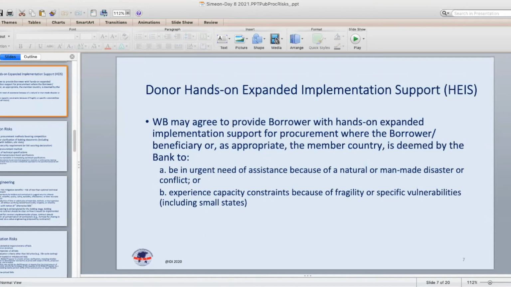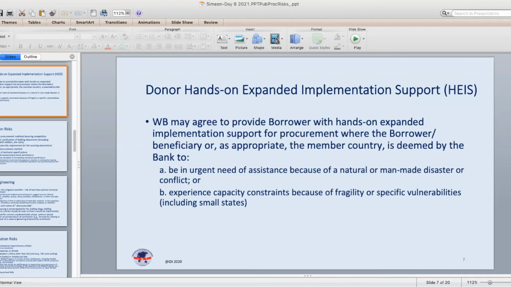With regard to the risk of inadequate capacity on the part of the procuring entity, maybe you heard about this yesterday when there was a presentation, I understand, on the new regulations. One of the, I don't know whether it's proper to call it an innovation, but one of the elaborations included in the new World Bank legal framework for public procurement is hands-on expanded implementation support, HEIS.